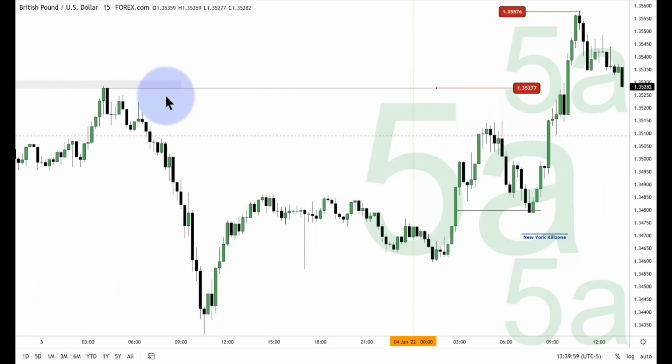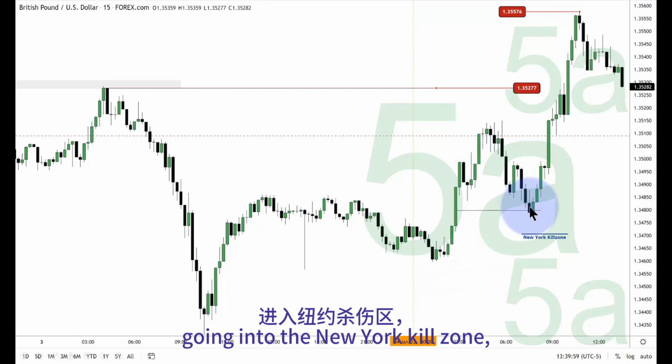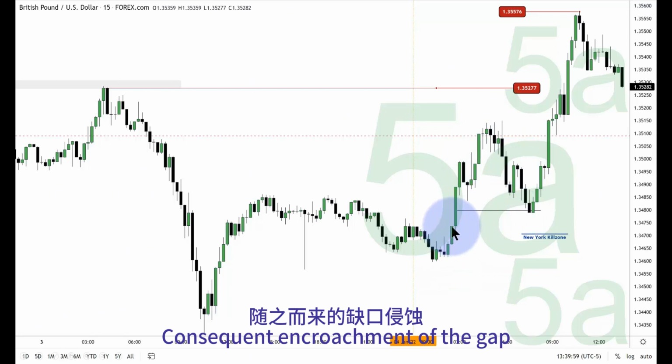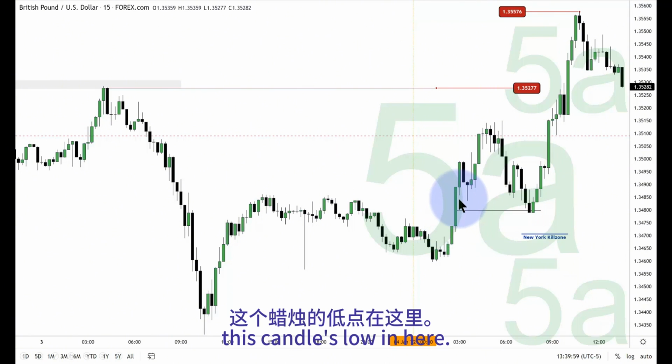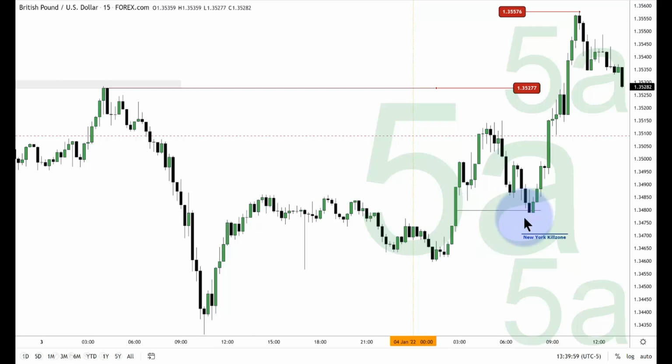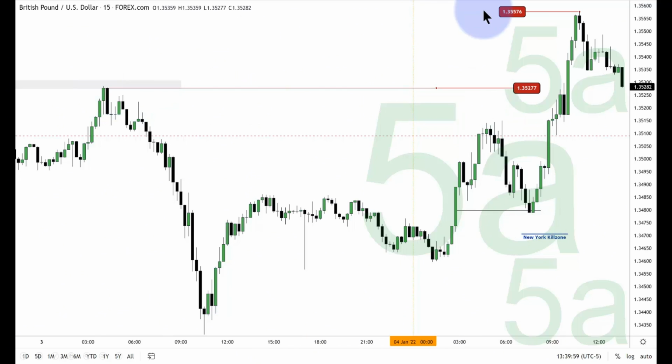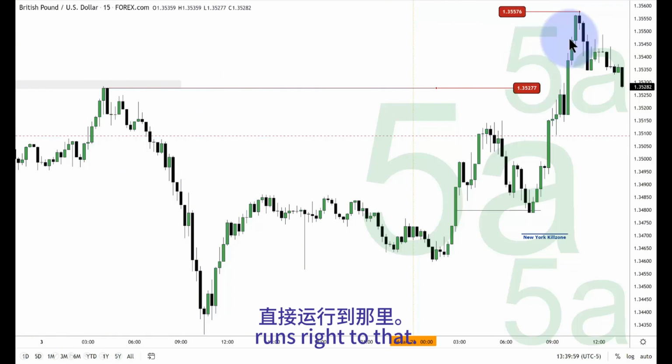Buy side here. Midnight Judas swing, we rally higher. Retrace going into the New York kill zone, 7 o'clock to 10 o'clock in the morning, New York local time. Consequent encroachment of the gap from this candle's high, this candle's low, right in here. Hits that with optimal trade entry using the bodies of the candles here. And here, you'll see optimal trade entry there with New York kill zone. The rejection block here at 35.27, 30 pips above it at 35.57, runs right to that.